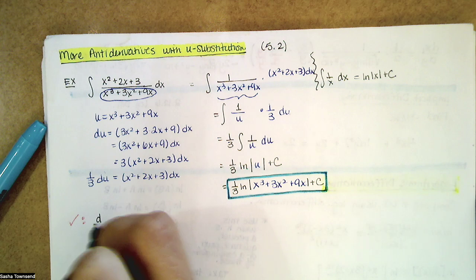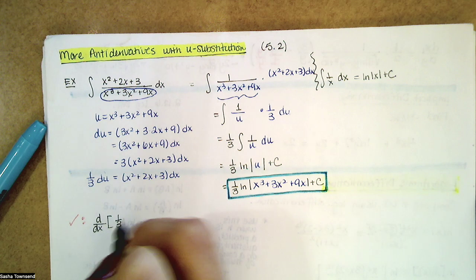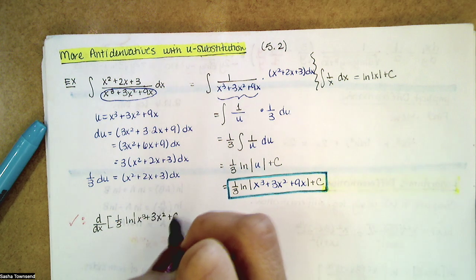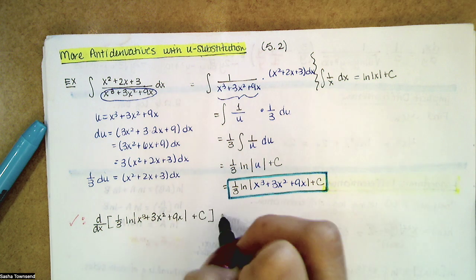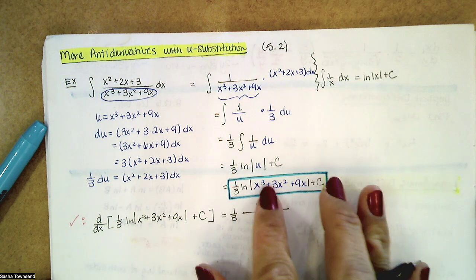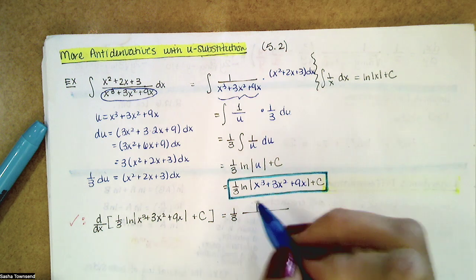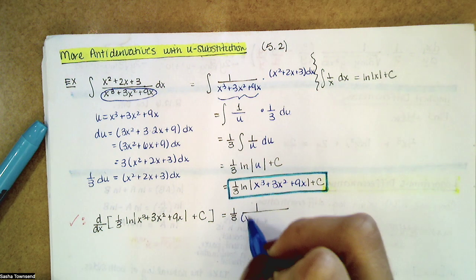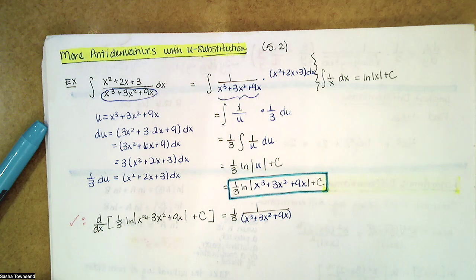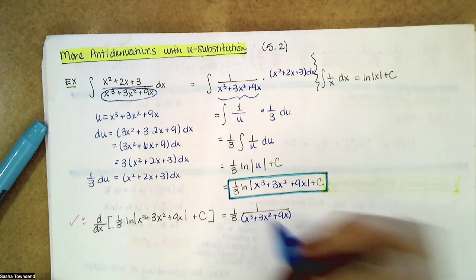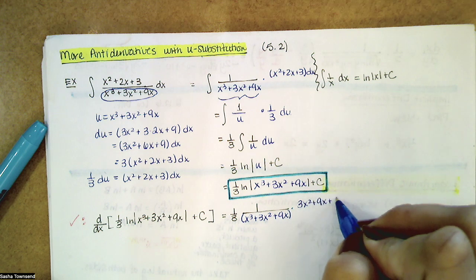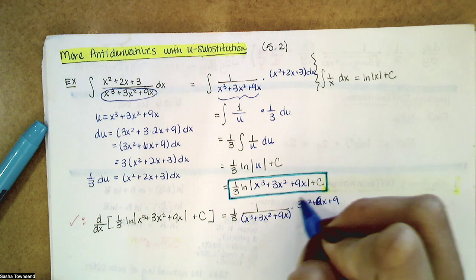We have the derivative with respect to x of 1/3 natural log of the absolute value of that x cubed plus 3x squared plus 9x plus c. And we get 1/3 times 1 divided by the inside function, because the derivative of natural log of a function is 1 over that function. And when you have the absolute value bars around it, you can just ignore those absolute value bars because of the things that we've already talked about. So you have 1 divided by the inside function times the derivative of the inside by the chain rule. And that's 3x squared plus 9x, or plus 6x, excuse me, plus 9.